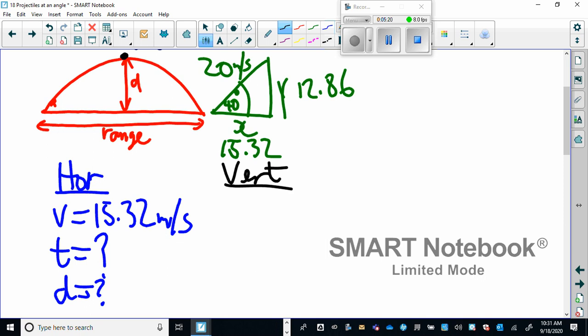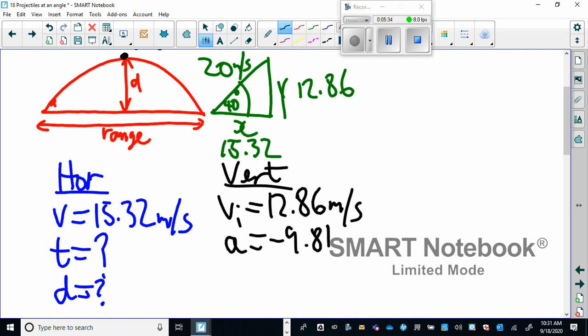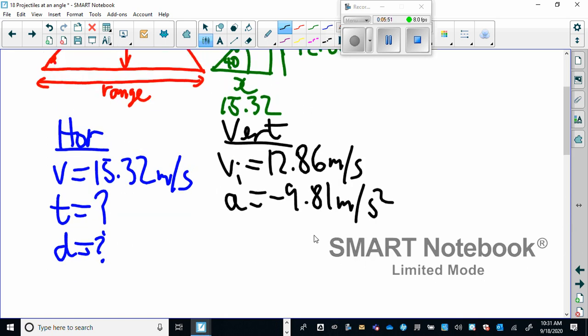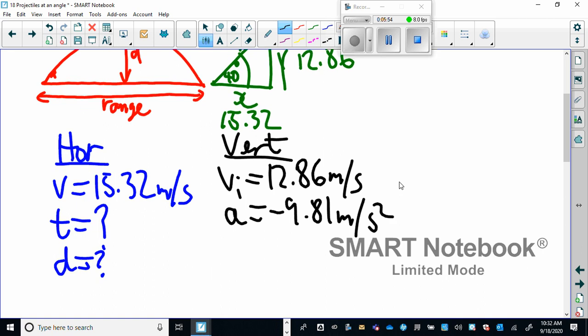Vertically, this time we have the initial velocity, which is going to be positive 12.86 meters per second. We always, in the vertical components, have acceleration due to gravity. And just a reminder, it's always negative. Even though the ball is going up, it's still accelerating down because it's slowing down. So it's going in a positive direction, but slowing down. Therefore, it's negative acceleration. Acceleration due to gravity is always negative. What else do we have? We don't have the displacement.